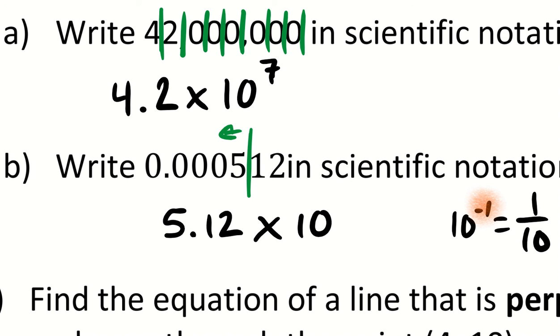Each time I'm dividing by 10, so I'm just going to count how many negative powers of 10 I need. Well, that would be 1, 2, 3, and 4. So this answer is 5.12 times 10 to the negative 4th. Again, that's where I start, and it's 1, 2, 3, and 4. All right, that's it for question 7.